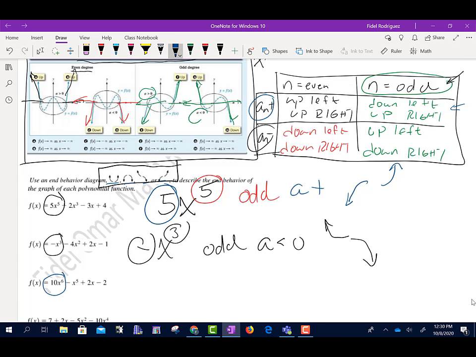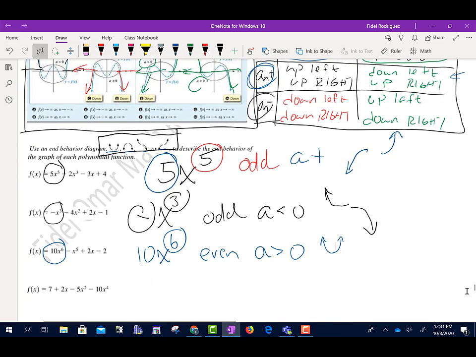Let's take a look at the next one. Again, my leading term is 10x to the 6. The first thing is my exponent is even, and my coefficient, the number 10, is positive. So when we're even and we're positive, we're going to be going up to the left and up to the right.